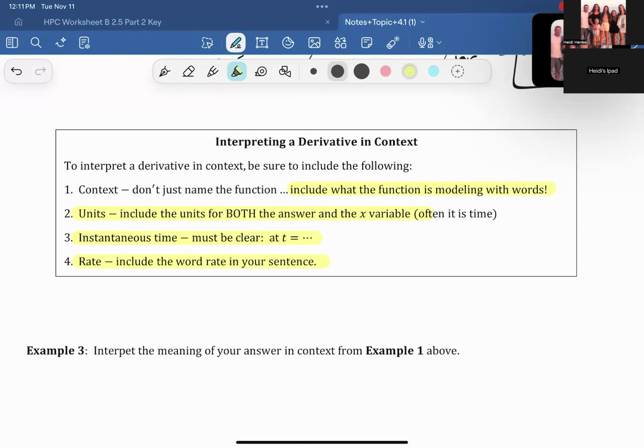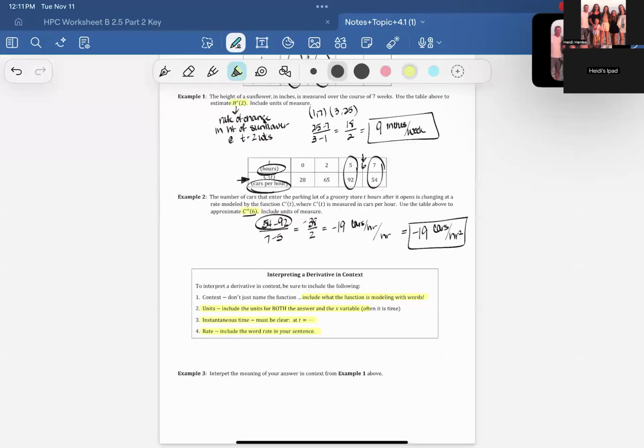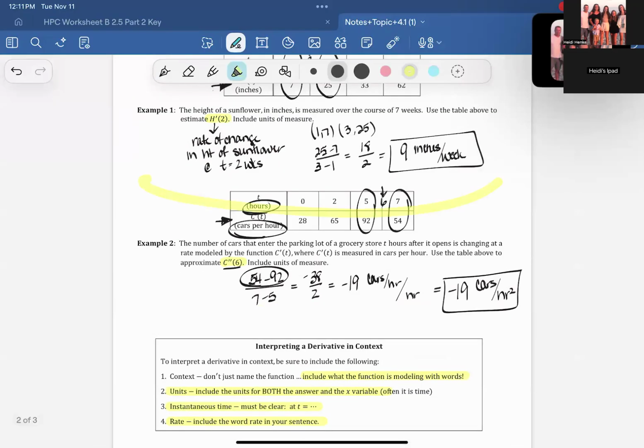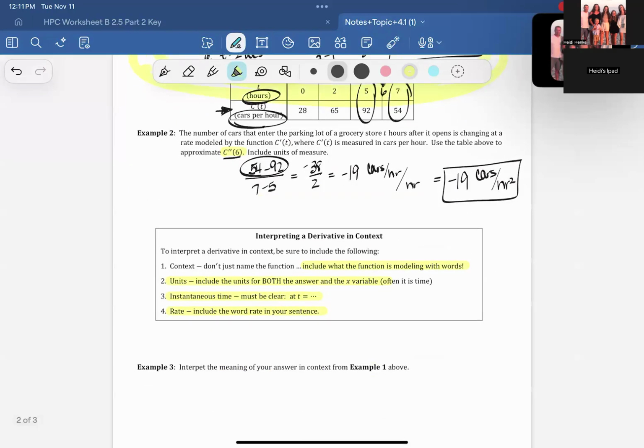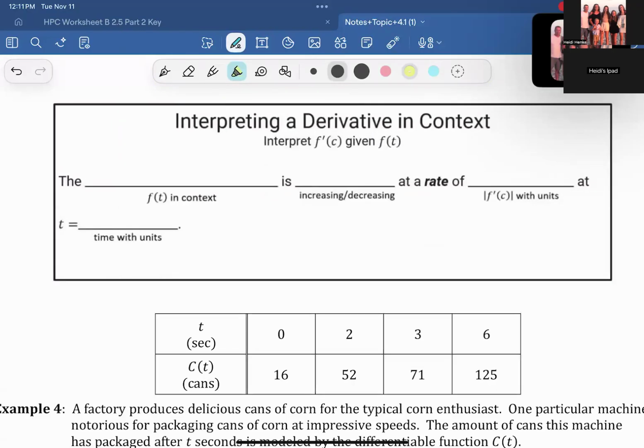Okay. So interpret the meaning of your answer. It's going to bleed over from example 1. This is the one they're talking about. So example 1, interpret the meaning of your answer. That means that this is technically what your answer should look like. Top of the next page, they've left you a box to fill in. Okay. So what are we talking about?